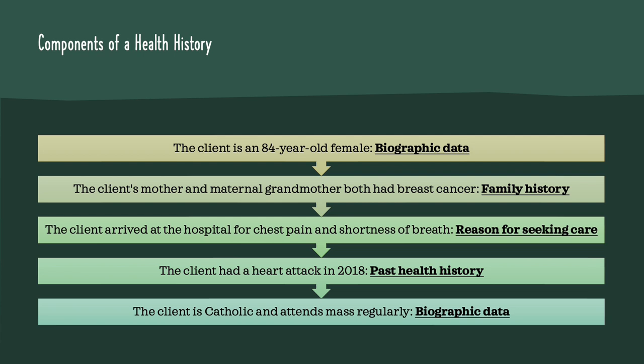Client's Catholic and attends Mass regularly. That's biographic data again. This is important because it paints a picture of who they are from a spiritual side. So I know when I talk to them, I have to approach them in a certain type of way, because I understand that if they attend Mass regularly and they are Catholic, then that means their religion is very strong to them. And I need to make sure that I say things that are appropriate to them to let them know that I care about them, so that I can build that rapport and I can get implicit trust in all the information that I need. Right? So I hope that makes sense to you. Please understand which piece of data goes together with what component of health history.